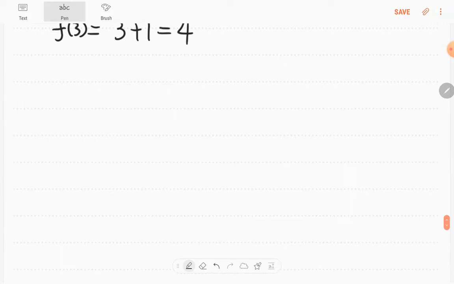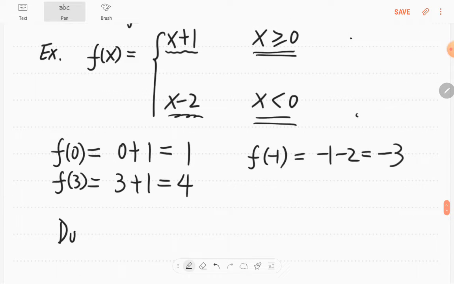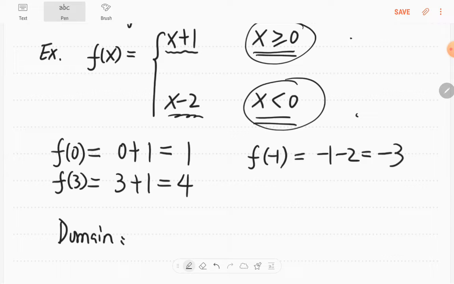Now let's look at the graph. We are interested in, okay, let's look at the domain. What's the domain? You just combine the x values of each branch. So this is from greater than or equal to 0, and less than 0. That includes everything, right? Negative infinity to infinity.